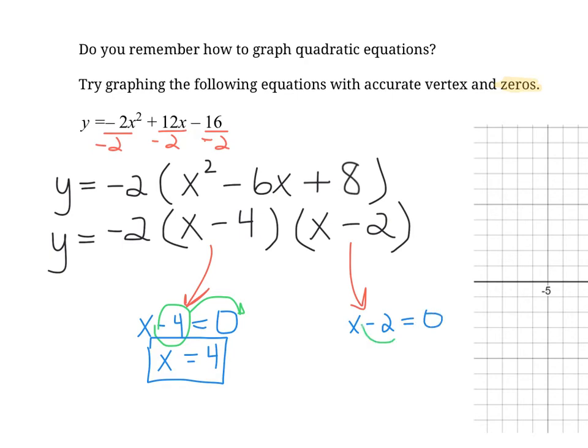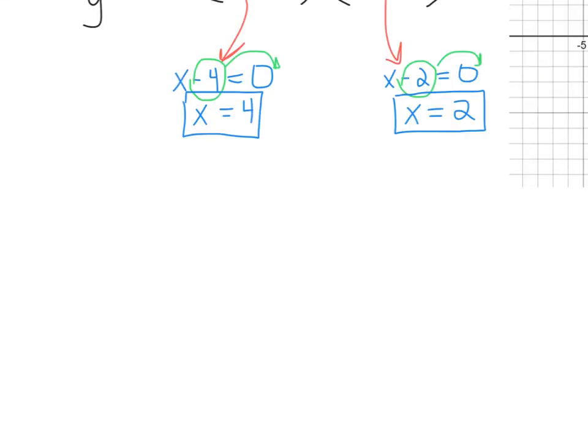Again, I'm going to bring this negative 2 over to the right-hand side, and that's going to leave me with an answer of x equals positive 2. This is my second x-intercept. So we've calculated our zeros. The last thing that we need to determine is the vertex.